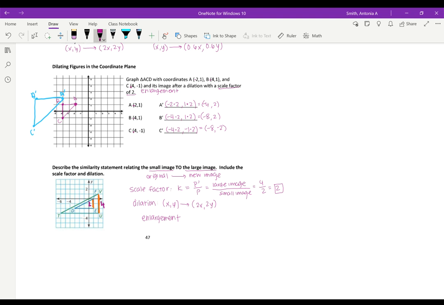And that's it. So with dilations, we're taking those scale factors that we've already learned, and we're using them to write dilations, which is a similarity transformation. It creates similar figures, not congruent figures, okay, because one is going to be bigger than the other. So if you have questions, let your teacher know, and we will be moving on to 8.4, 8.5.